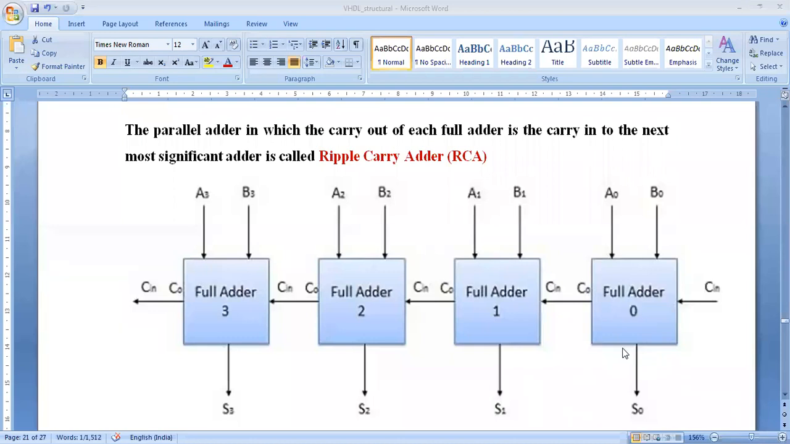Even though it has a drawback of slow speed, we still use it for parallel addition operations. For devices where slow performance is acceptable, you can use this parallel adder, which is also known as the ripple carry adder.